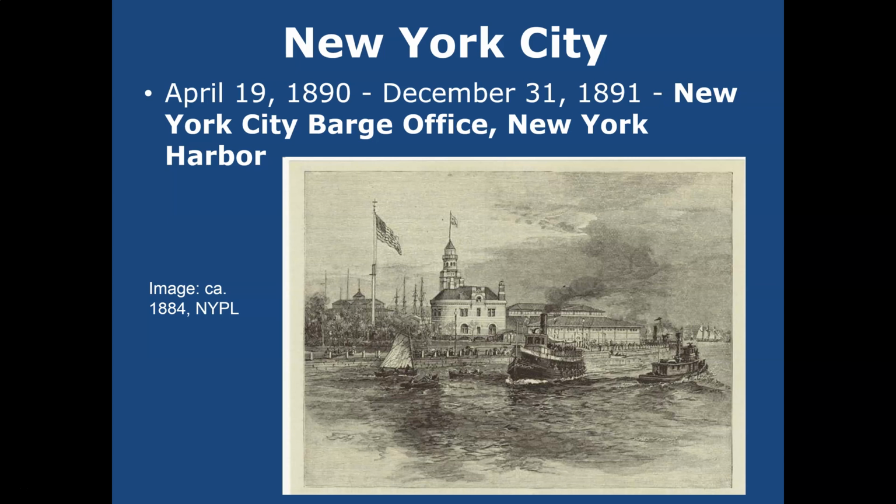But because New York City and New York State would no longer get that head tax, they would not allow the federal government to use Castle Garden. So from April 19th, 1890 through December 31st, 1891, immigrants who came into New York City were processed at the New York City Barge Office in New York Harbor.